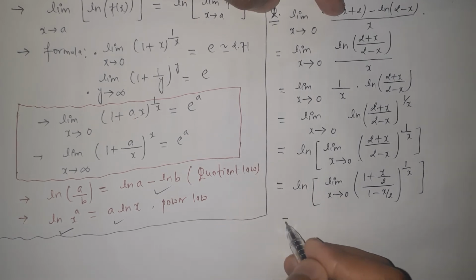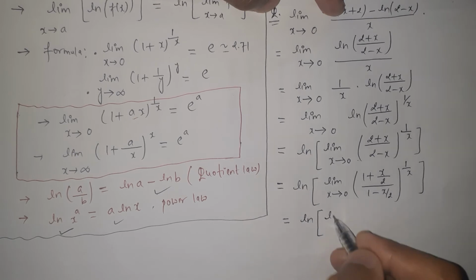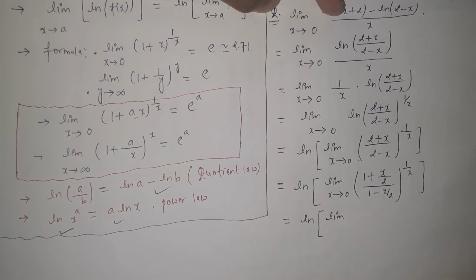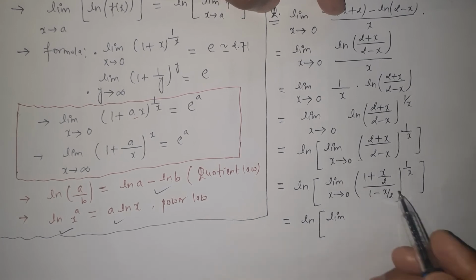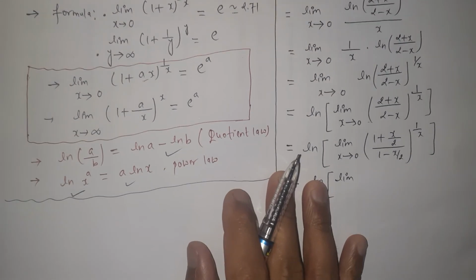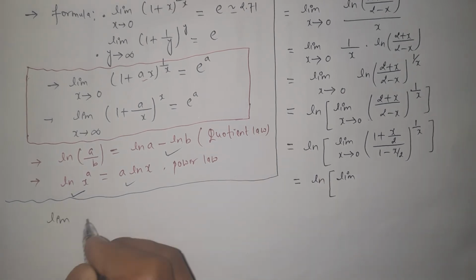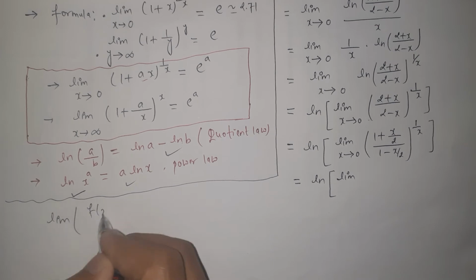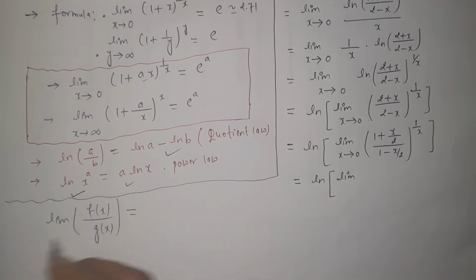And let's do further simplifications. This can be written as ln of limit, and here the limit by the quotient law of the limit. Let's write that property. The limit of, if the two functions f of x is divided by g of x, limit of that function can be written as, we can distribute the limit. The limit x approaches a. This is the next property on the limit.